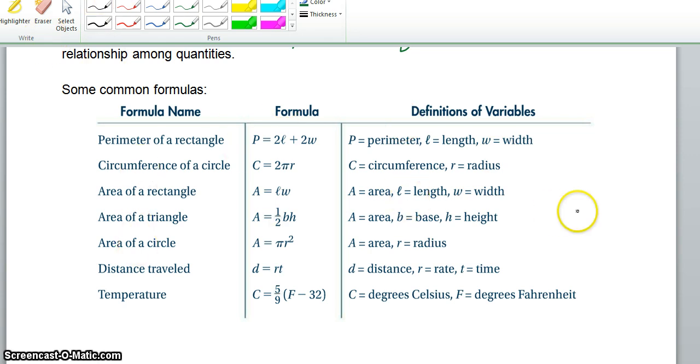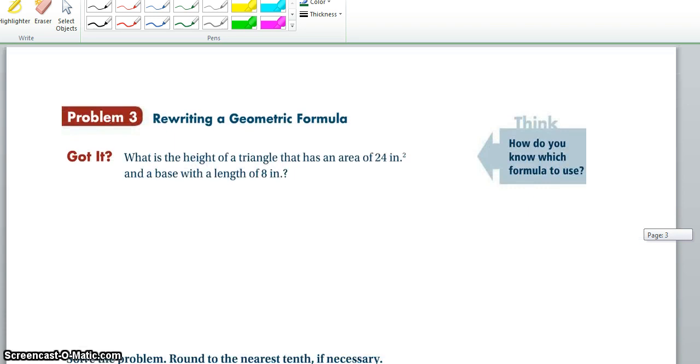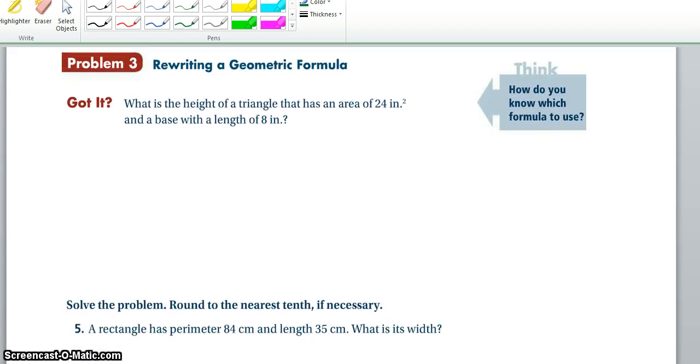Area, perimeters. I mean, we could probably list a lot more, some surface area, some volume formulas, those sorts of things. But when we go to rewrite a geometric formula, it's often useful in construction and engineering and all sorts of applications when we know a couple pieces of information and we don't know everything else. So we know that the area of this given triangle is 24, and then we know that the base length is 8, and we want to know what is the height when the area is 24 and the base length is 8.